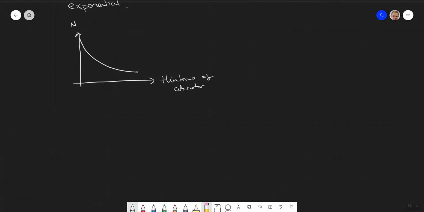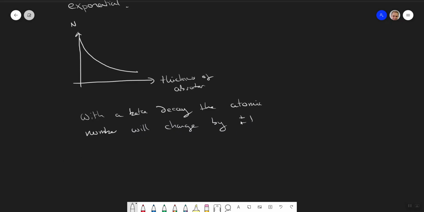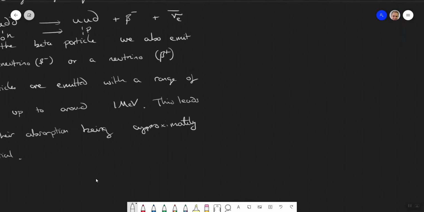Oh yeah, so with the beta decay, the atomic number will change by plus or minus 1. The mass number is unchanged. And there we go. That's our thing with that.